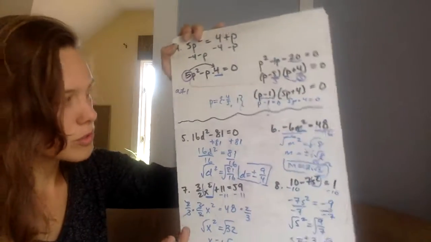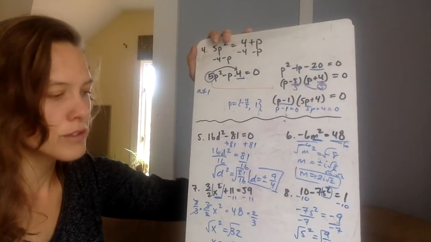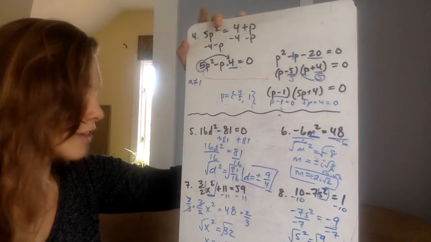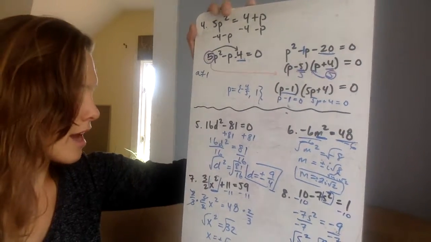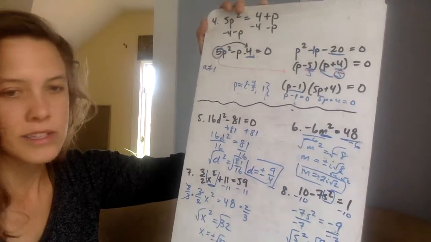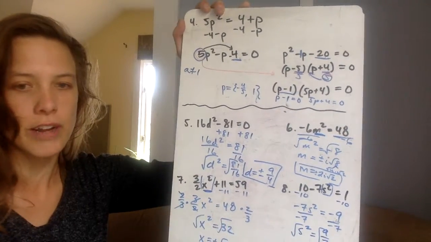And those are two of the first ways that we can solve. So we just solved by factoring, and we solved by taking the square roots of both sides. In the next video, we'll solve by completing the square and by using the quadratic formula.